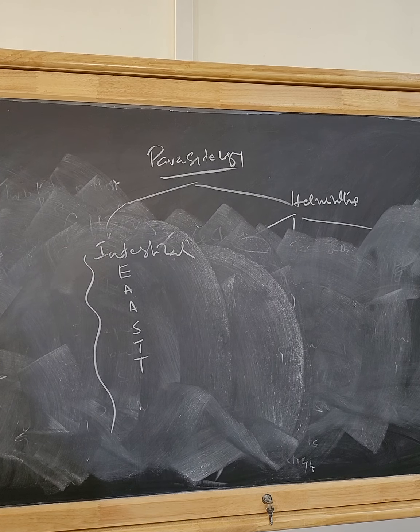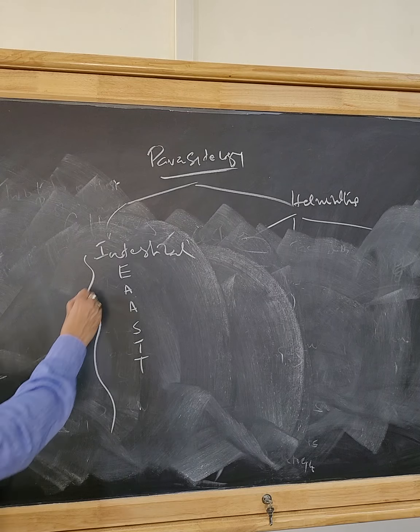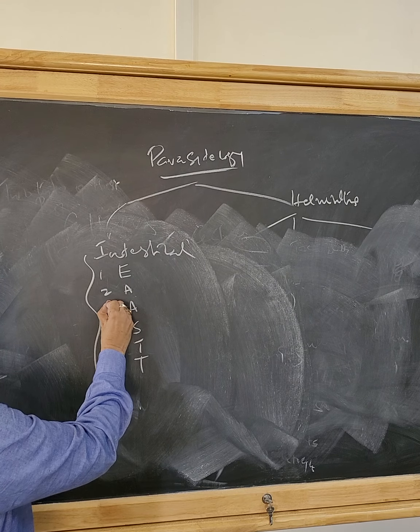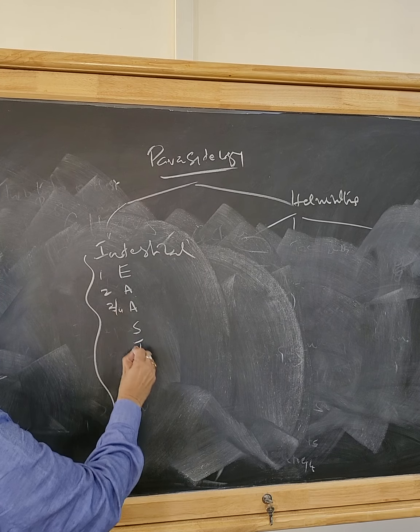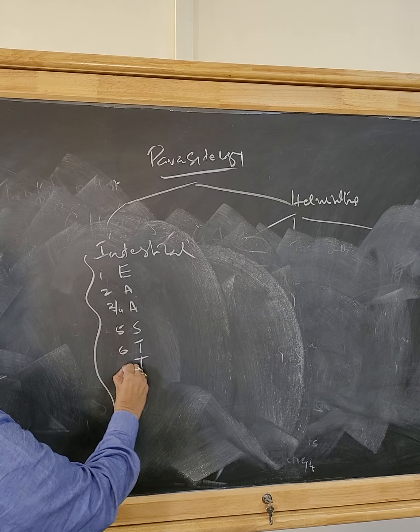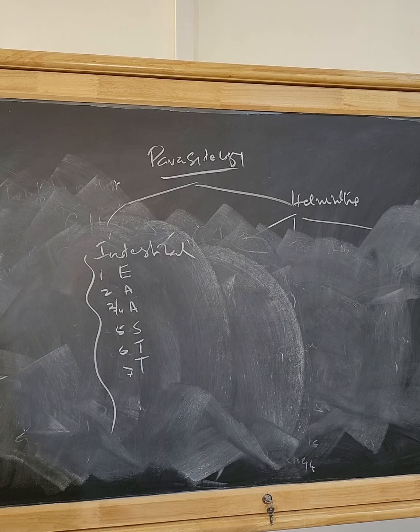The intestinal nematodes you remember with a mnemonic. So 1, 2, 3, 4, 5, 6, 7. There are 7 intestinal nematodes.